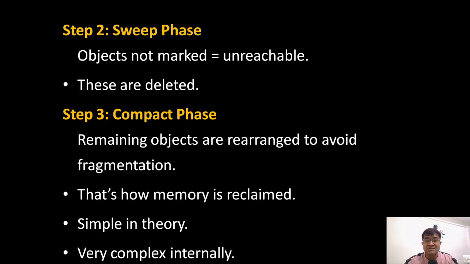Now step 2 is the sweep phase. In this, objects that are not marked, that is, unreachable, are deleted. Now step 3 is the compact phase. Remaining objects are rearranged to avoid fragmentation. That's how the memory is reclaimed. In theory, it's very simple.